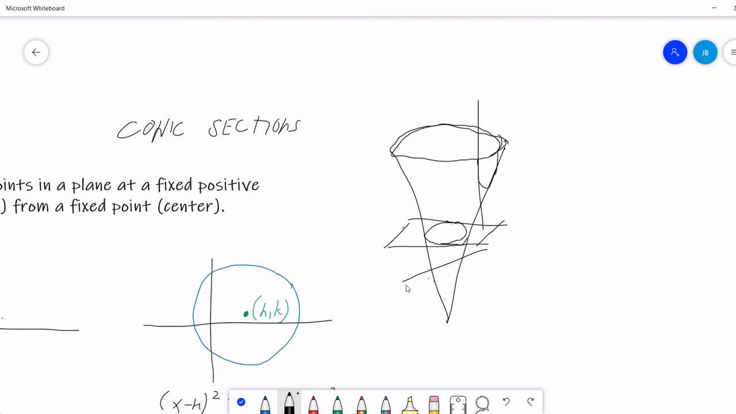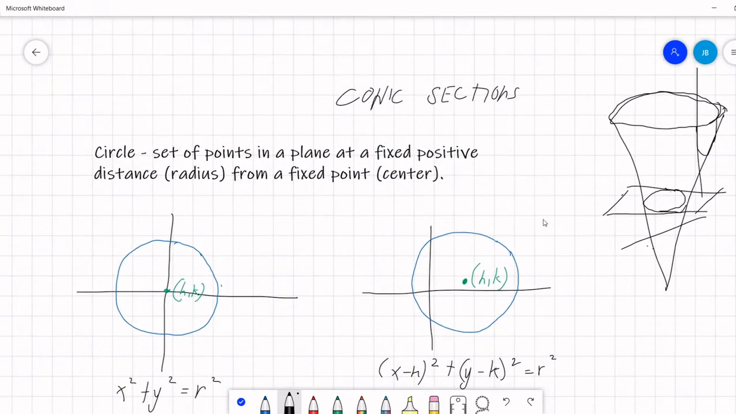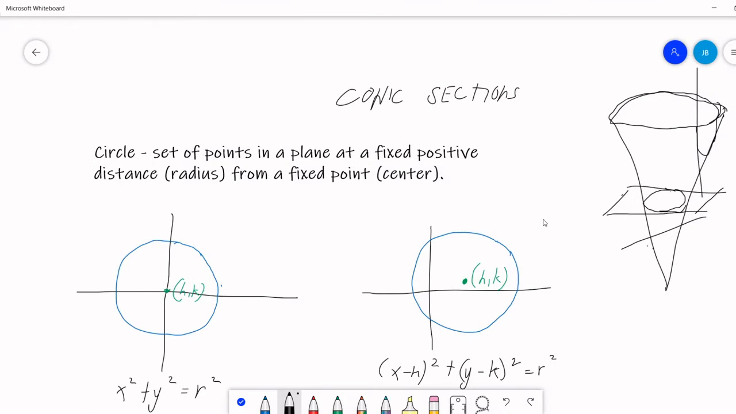But again, the circle is part of a conic section because when you cut the cone, it forms a circle. So, what is a circle? A circle is a set of points in a plane at a fixed positive distance, which is called the radius, from a fixed point.